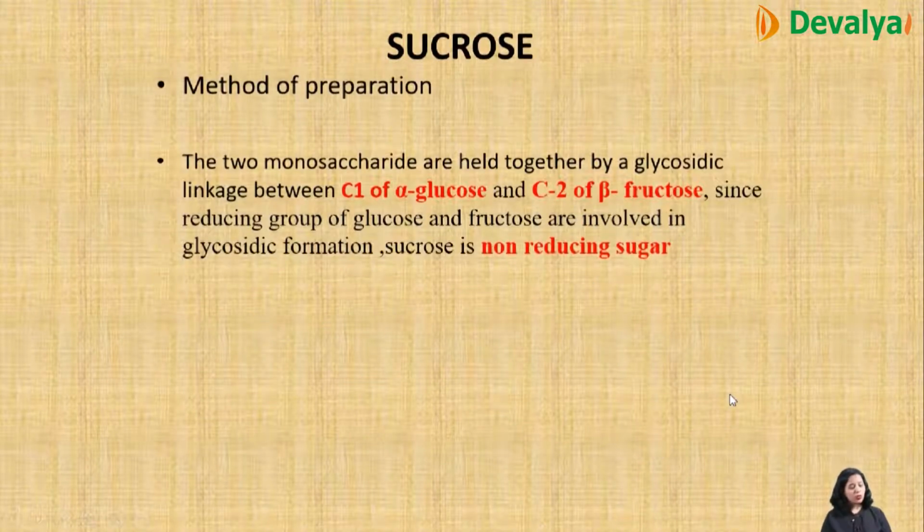Now first we'll do the sucrose. First of all, the method of preparation of the sucrose. In this method of preparation, the linkage is mainly made from the C1 of alpha glucose and the C2 of beta fructose. So when the two monosaccharide units are held together by the glycosidic linkage between carbon 1 of alpha glucose and carbon 2 of beta fructose, then the reducing groups of the glucose and fructose are involved in the glycosidic formation, and this is called non-reducing sugar.